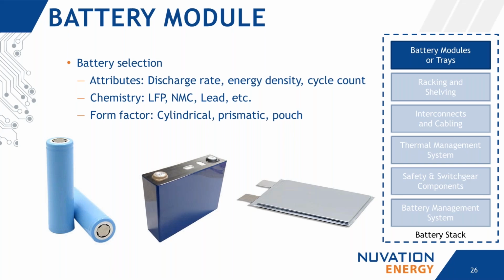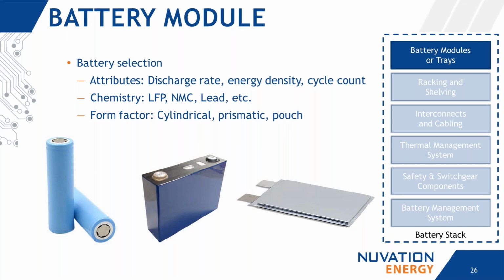Leading it off, we've got battery modules. So batteries come in a variety of different forms, each of which excel in different attributes. Some of the key attributes that we'll care about are things like discharge rate, energy density, and cycle count, but there's also many more beyond just these. I'm sure we're also all aware that there's different battery chemistries. The most common we see today are LFP, NMC, and lead acid, but again, there are many others.